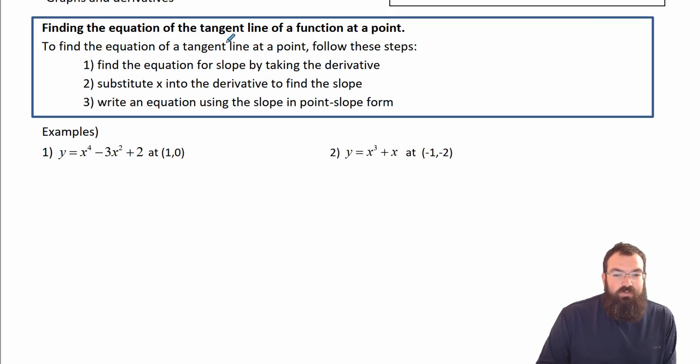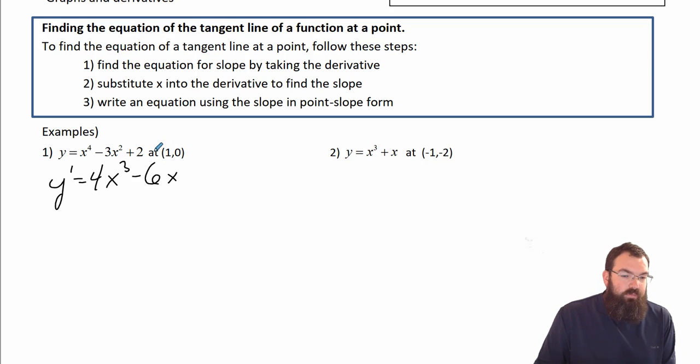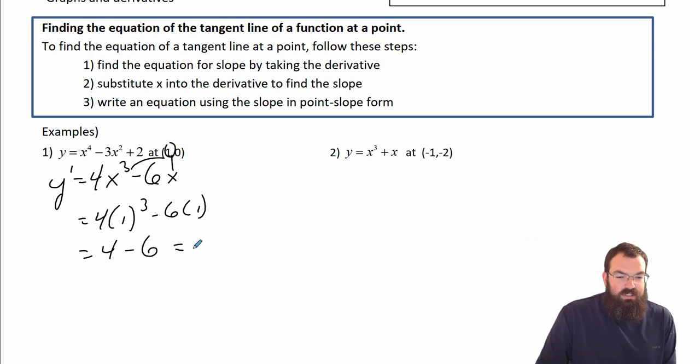You want to find the equation for slope by taking the derivative, so I get y prime is equal to 4x to the third minus 6x at this point 1, 0. So I got to find the slope of the equation at the point 1, 0, so I got to plug in 1 into x there. So I get 4 times 1 to the third minus 6 times 1, which is 4 minus 6, which is negative 2. So this is my slope at the point 1, 0.